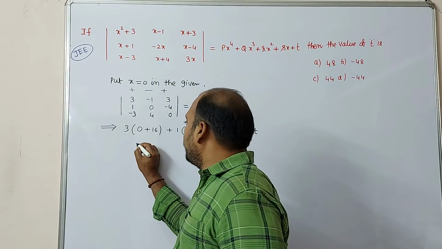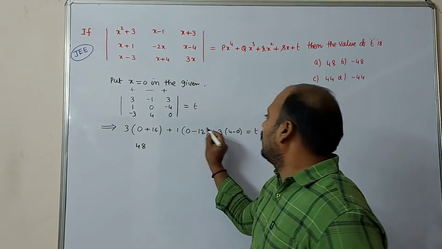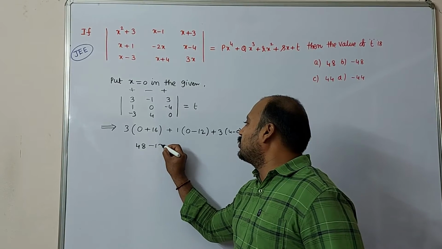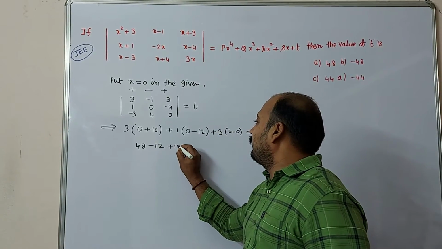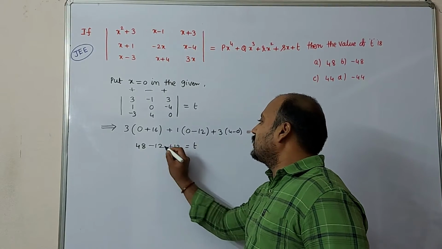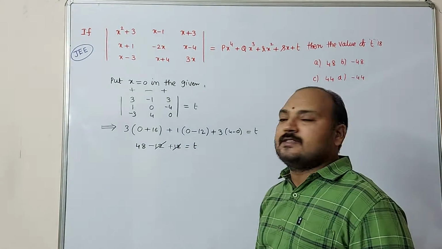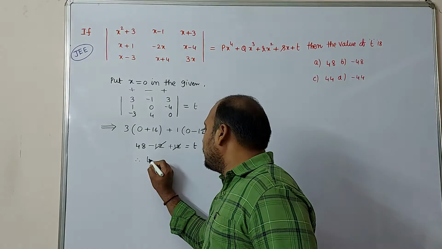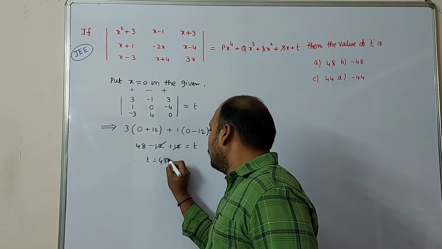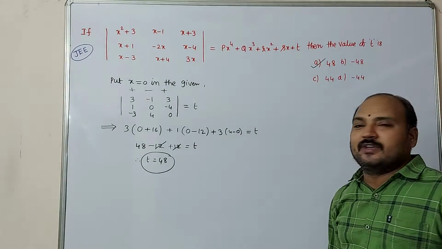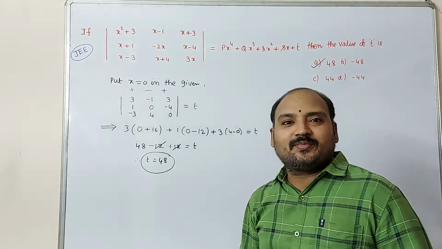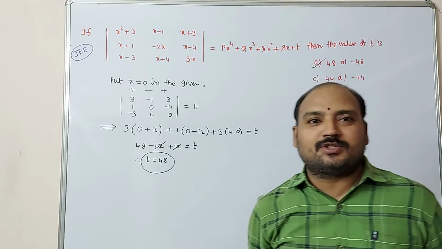So 16 into 3 is 48. 1 into minus 12 is minus 12. 3 into 4 is plus 12, which is equal to t. So minus 12 plus 12 get cancelled. Therefore, t is equal to 48, which is in the first option, dear students. We'll move to the next question.